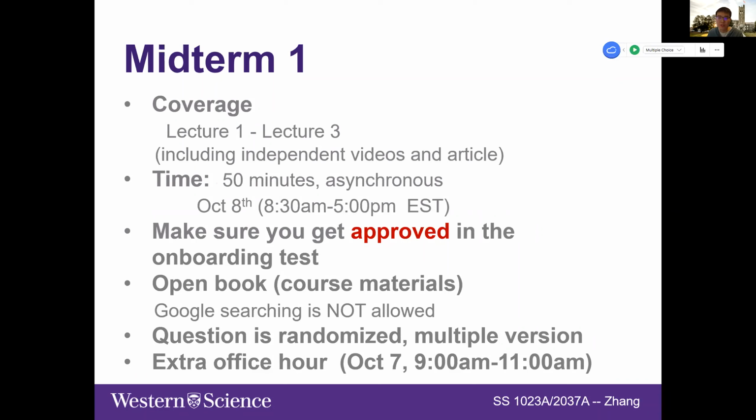I'll send you more detailed information, also answering your question, in an email about the midterm. I will also send an email to the students whose Proctor Track has not been approved. So if you didn't get an email, you are probably fine. And you can have a scratch piece of paper.